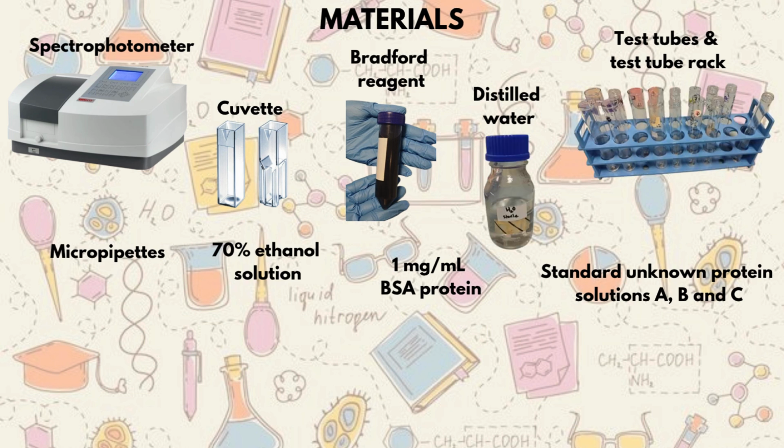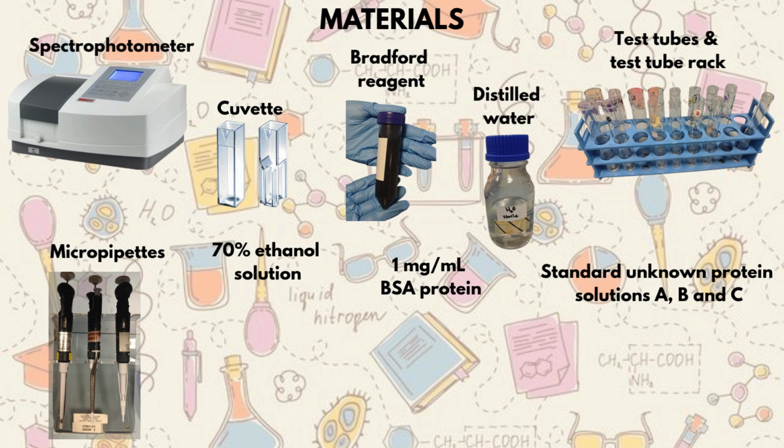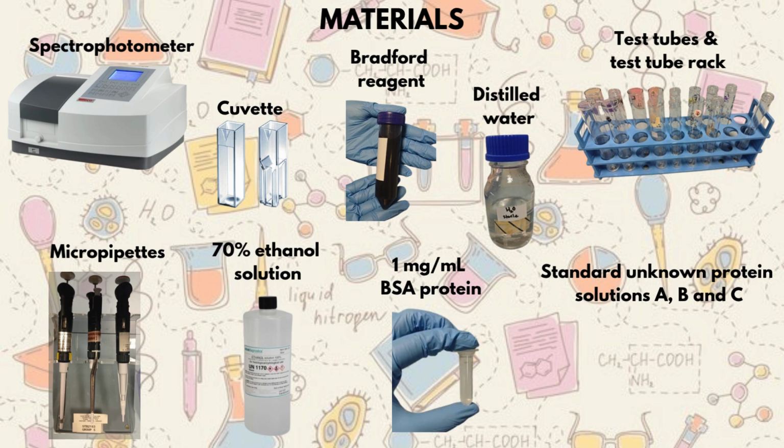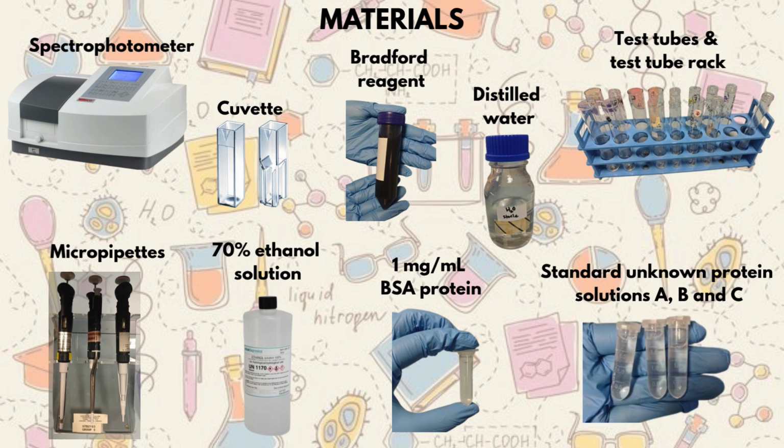Test tubes and a test tube rack were used to hold and organize the samples during preparation. Micropipettes were used to accurately measure and transfer small liquid volumes. The 70% ethanol solution was used to clean the cuvettes to avoid contamination. The BSA protein was used to make a standard curve, while the standard unknown protein solutions A, B, and C were the samples of protein concentrations we measured in the experiment.